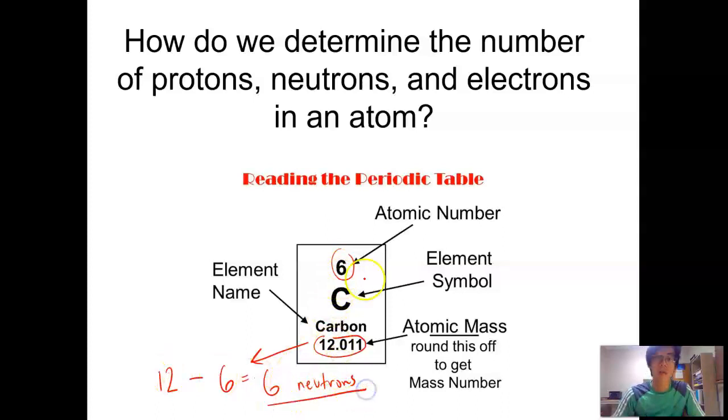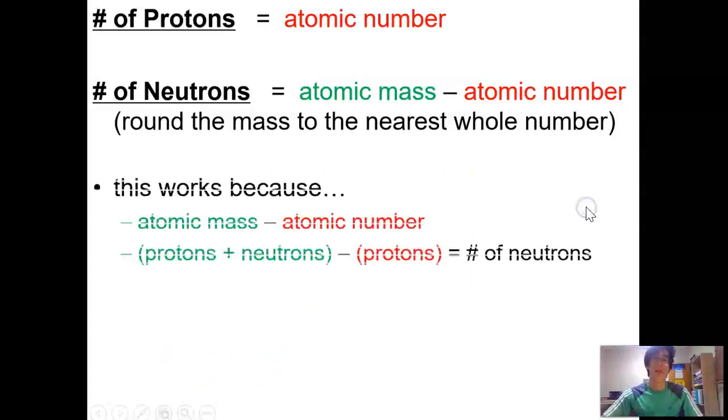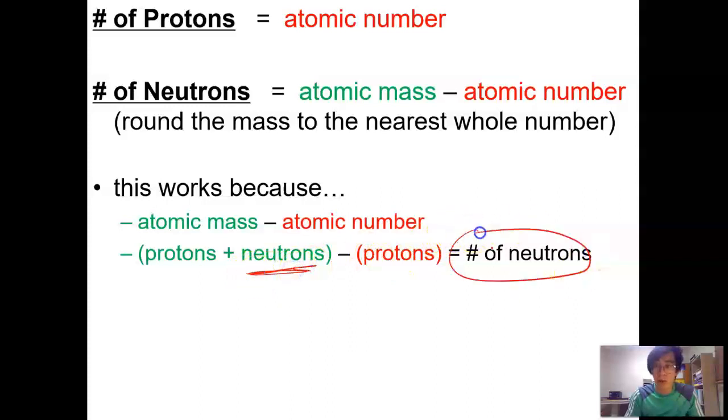So why does this math work? Let's look closely at the mathematical properties. We know atomic mass is protons and neutrons combined, because the mass of an atom is based on its heaviest particles, the protons and the neutrons. The electrons are super light. They don't really count as part of the atom's mass. But then you subtract the atomic number, which is the number of protons, and what you're left with is just the number of neutrons, when these cancel out.